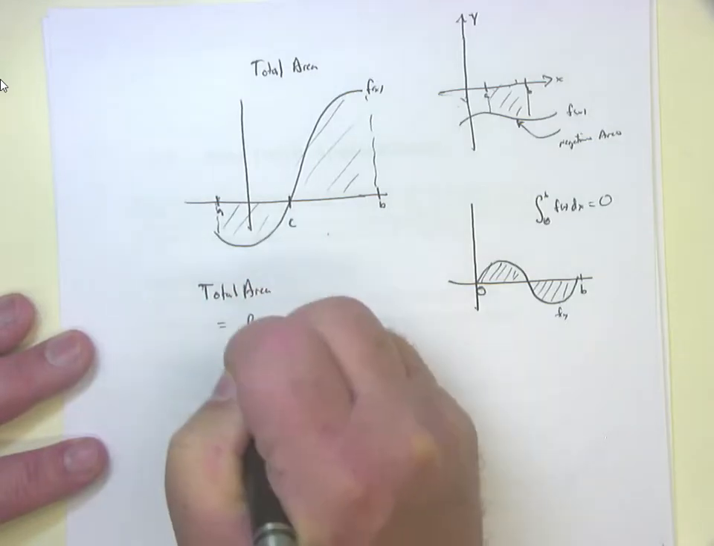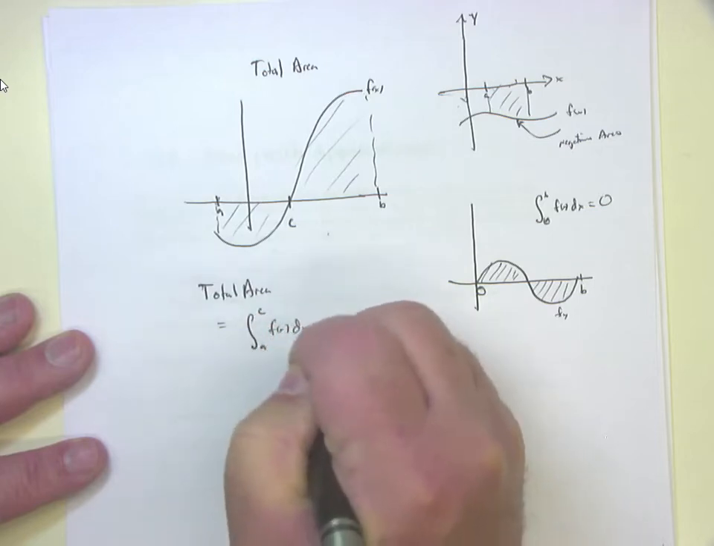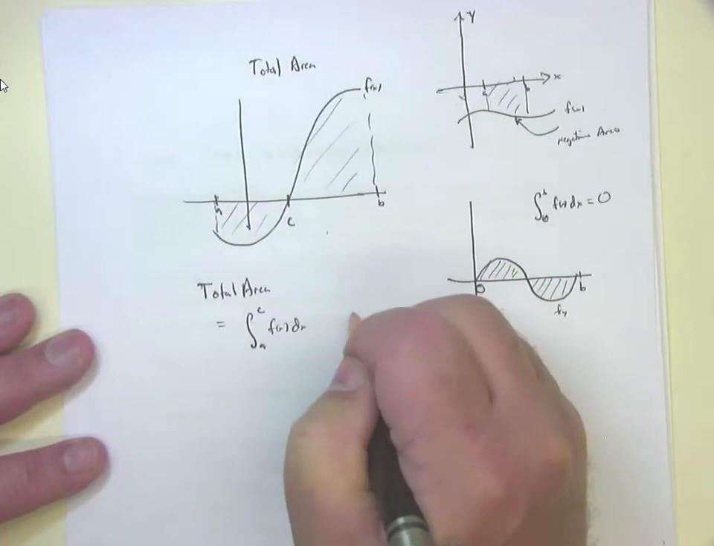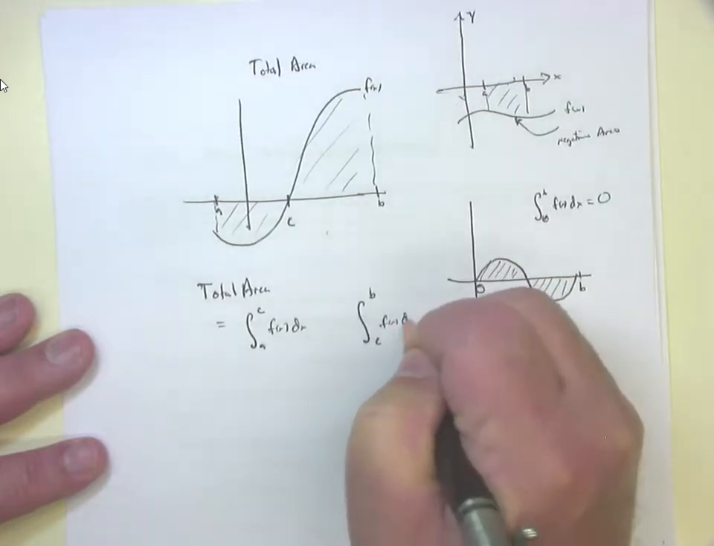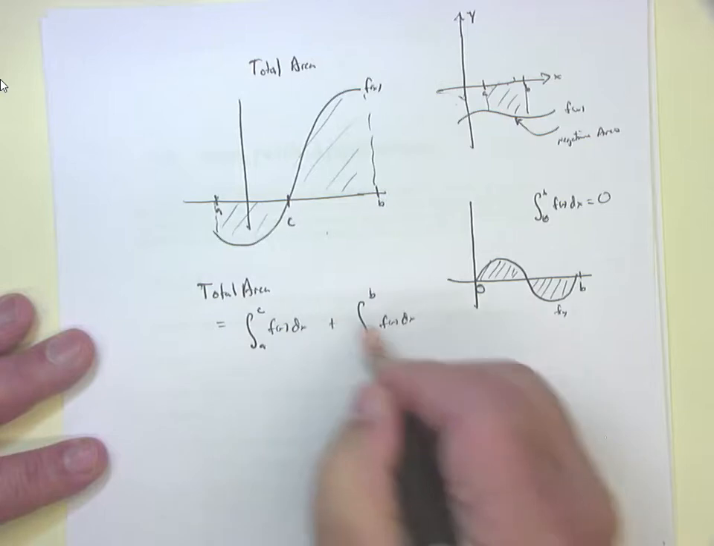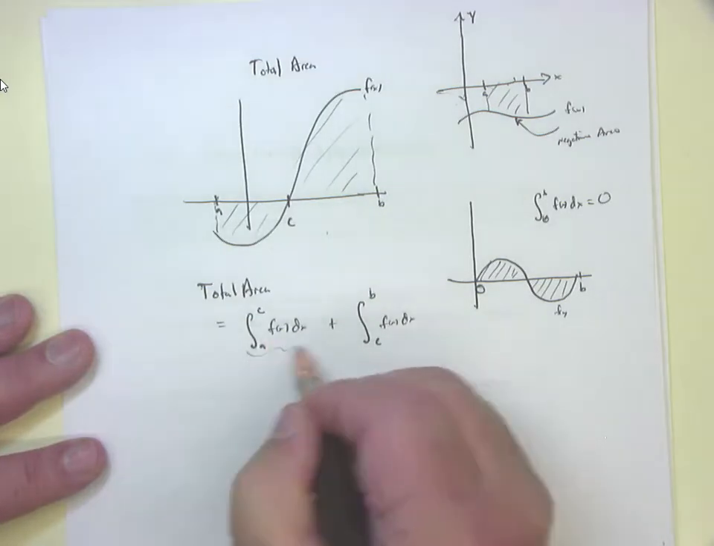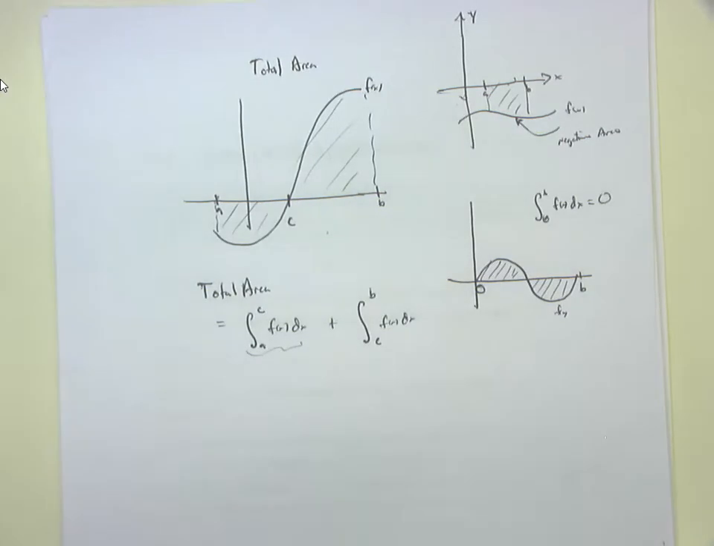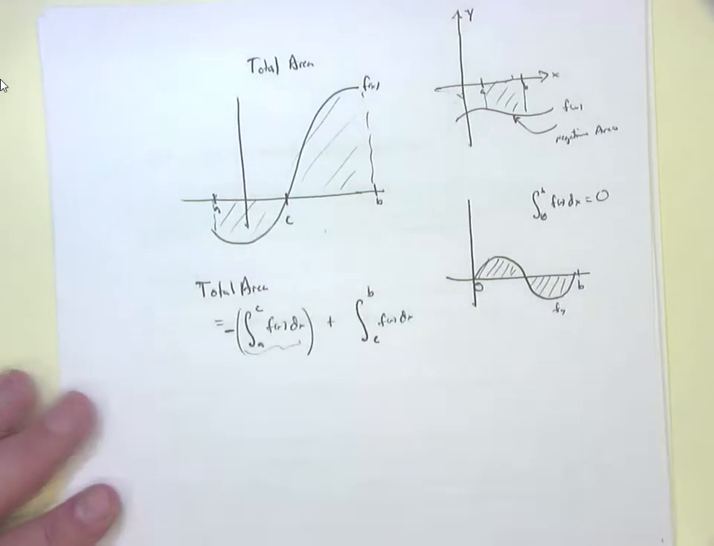You're going to integrate from a to c of f of x dx, and then you're going to integrate from c to b the rest of the way of f of x dx. This is going to give you nice positive area. This one right here is going to be negative area, but I don't want you to cancel negative area. So how can I take a negative area and make it positive? Well, you could either take the absolute value of it, or just put a negative in front of the region that's going to be a negative area.